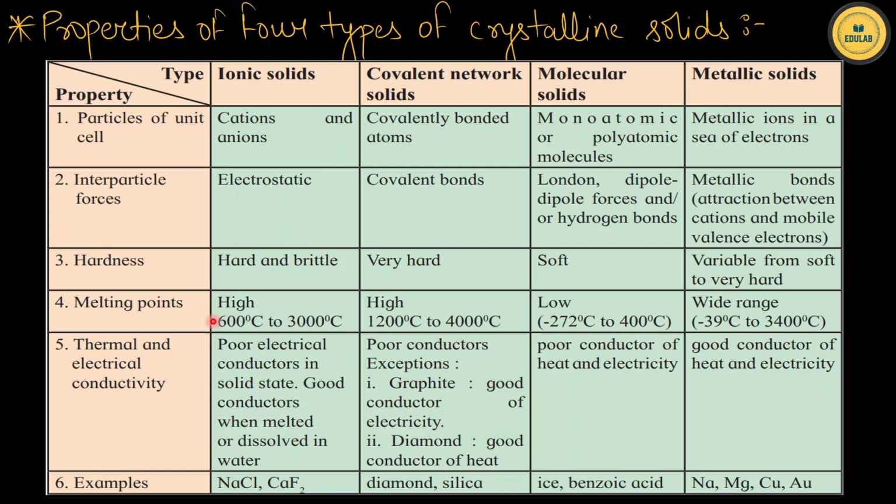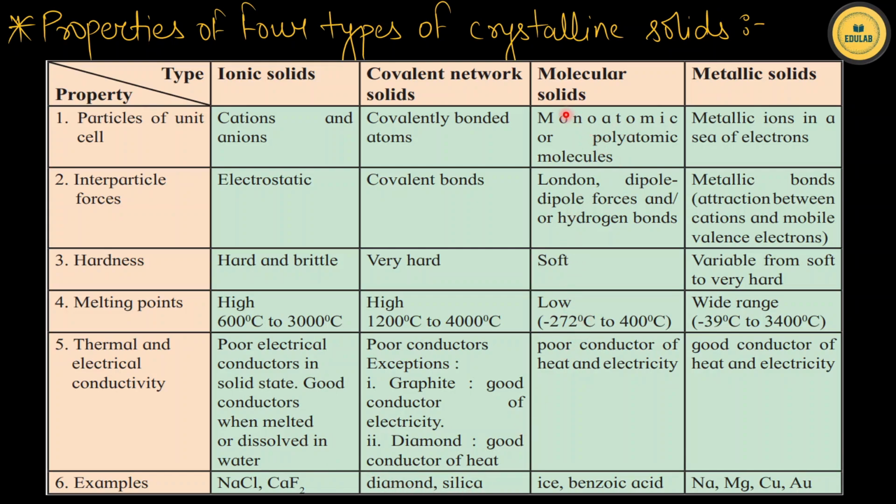And next one is thermal and electrical conductivity of covalent network solids. These are poor conductors, but they have an exception: graphite. Graphite is an exception, which is a good conductor of electricity. And second one is diamond, a good conductor of heat. Examples of covalent network solids are diamond and silica.